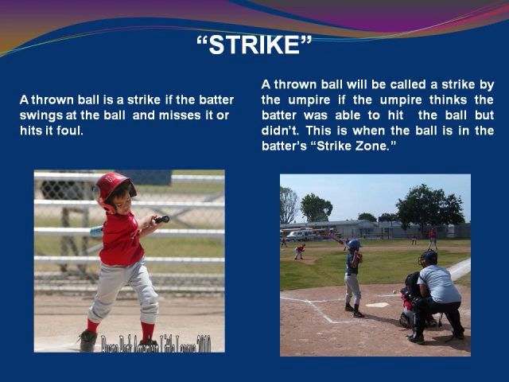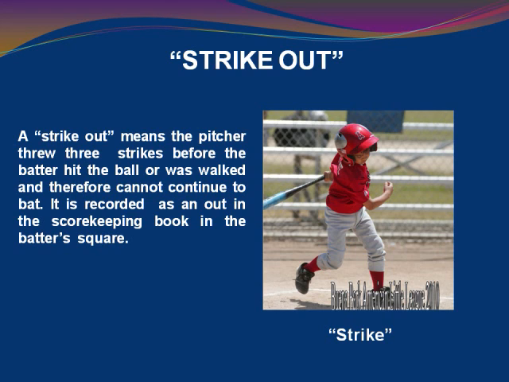A thrown ball is a strike if the batter swings at the ball and misses it or hits it foul. A thrown ball will be called a strike by the umpire if the umpire thinks the ball was hittable by the batter, but didn't. This means the ball was in the batter's strike zone. A strikeout means the pitcher threw 3 strikes before the batter hit the ball or was walked, and therefore cannot continue to bat. It is recorded as an out in the scorekeeper book in the batter's square.